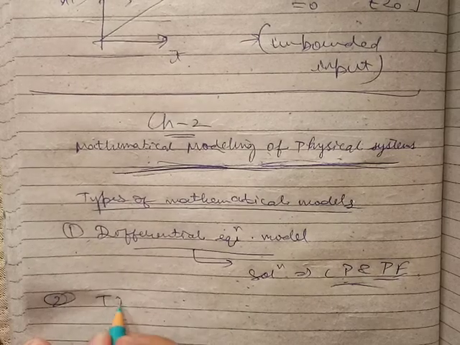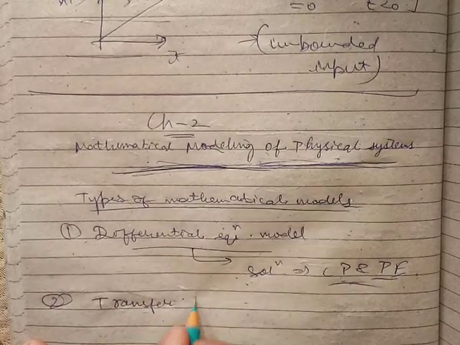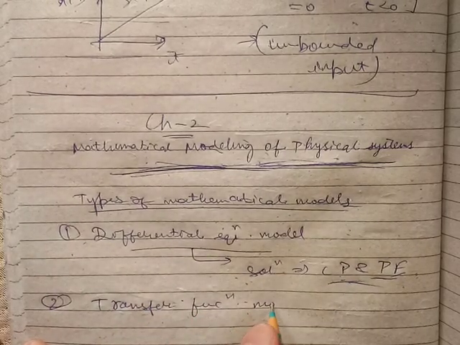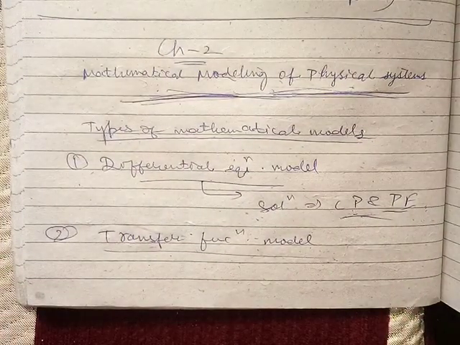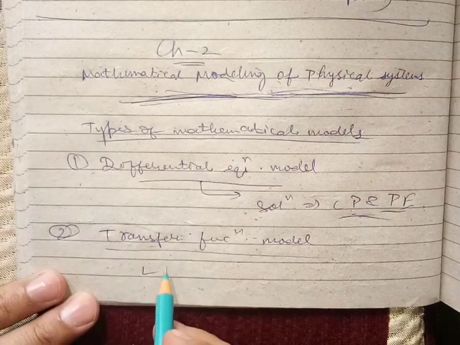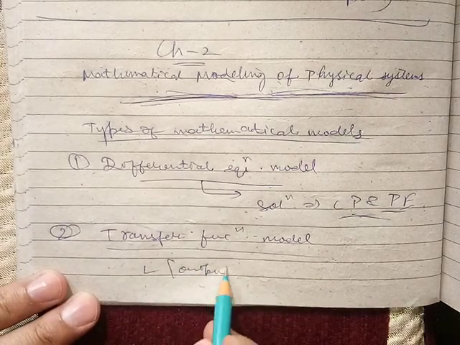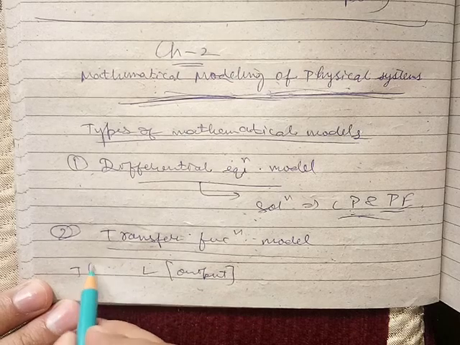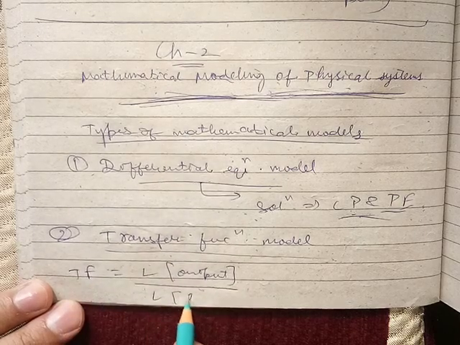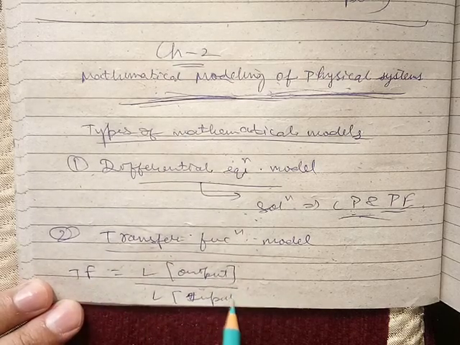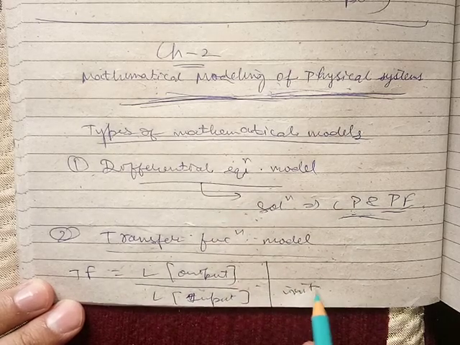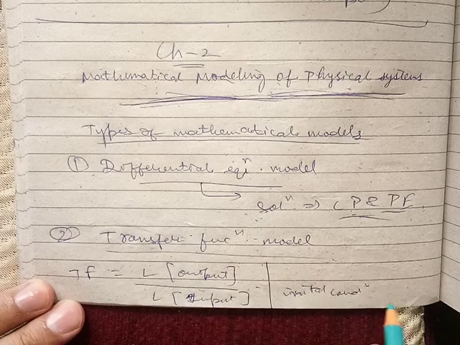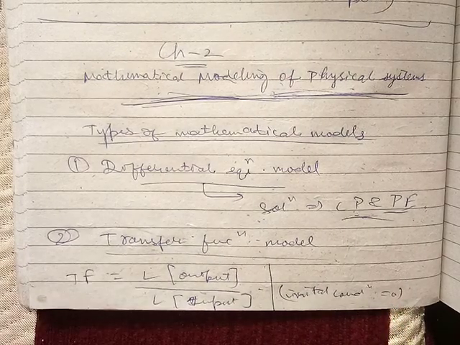Second comes the transfer function. Now the transfer function model is the ratio of Laplace of output to Laplace of input. Transfer function is given by this, right? With initial condition equals to 0.